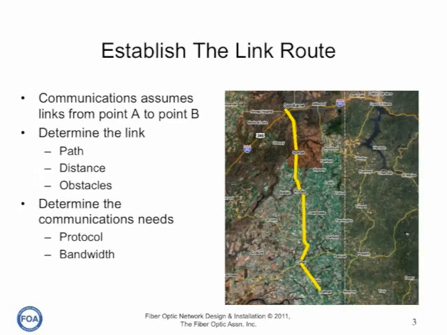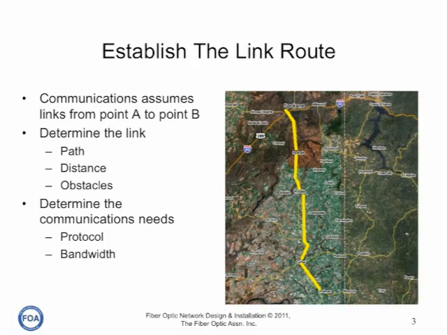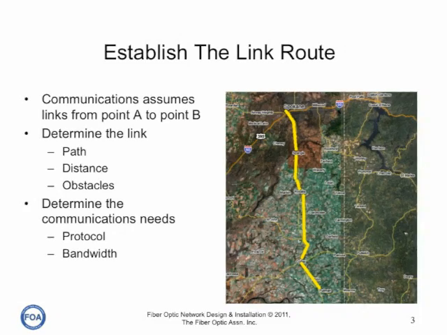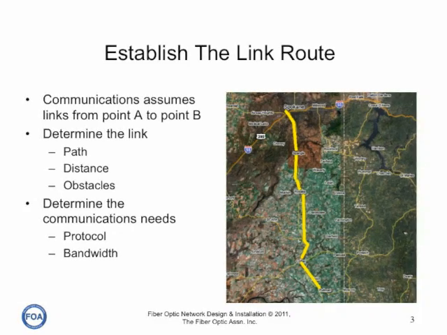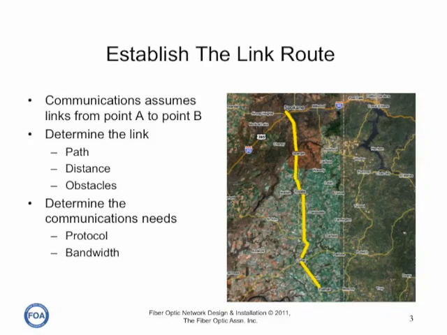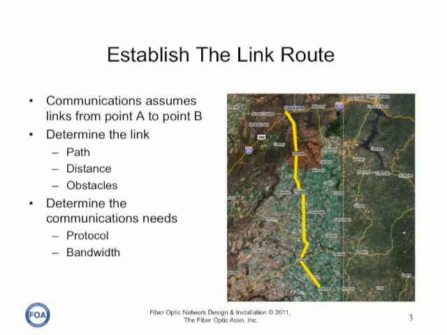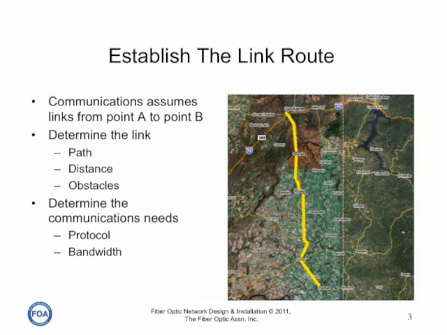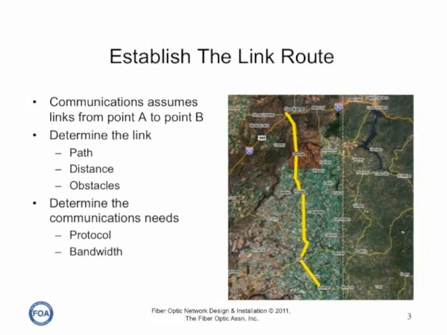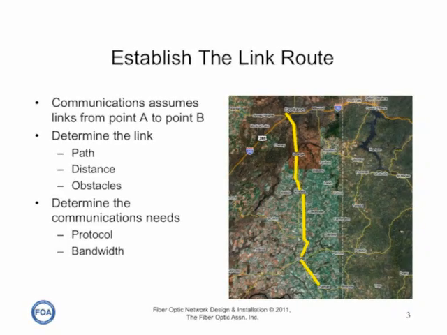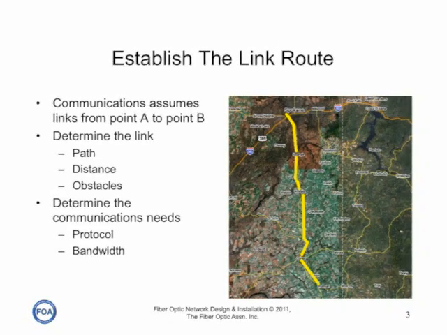The next step is to establish the route of the link, to determine the path from point A to point B that our network will run, how far it is, and what obstacles are in its way. On an outside plant link, we might do that on a satellite photo like we show here, and on a premises link, we would do it on a CAD drawing of a building. Then we want to determine the communication needs so we know what kind of equipment will be run on this network.